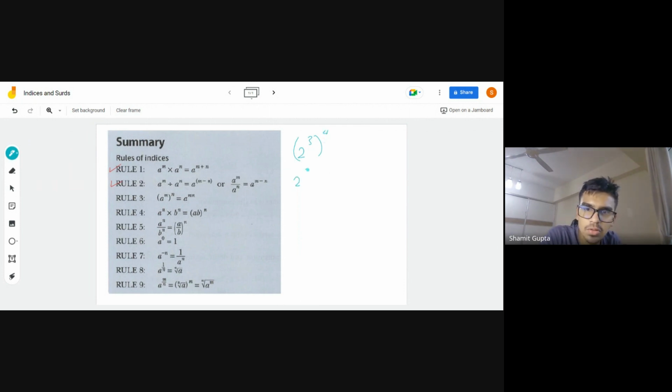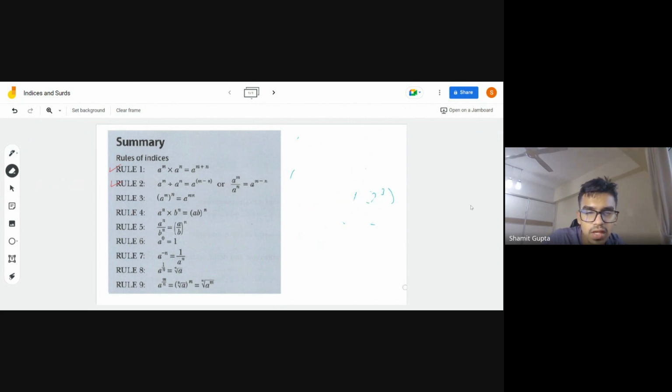This is the same as writing 2 to the power 3 times 2 to the power 3 times 2 to the power 3 times 2 to the power 3. So this is 2 cubed times 2 cubed times 2 cubed times 2 cubed. That's 2 to the power 12. So you're adding 3 four times. That's why you can just say that the powers directly multiply to become 2 to the power 12. That's another law.